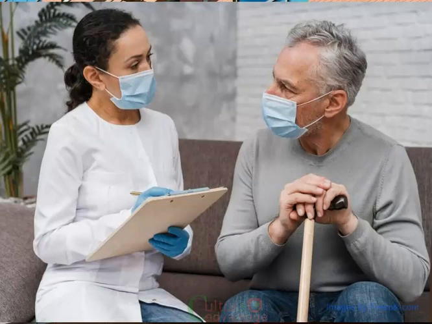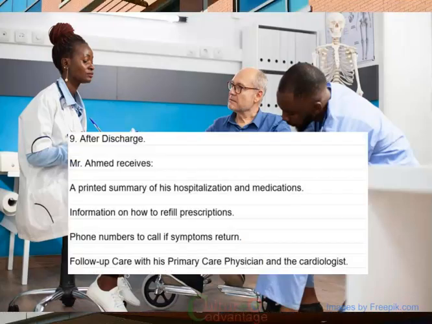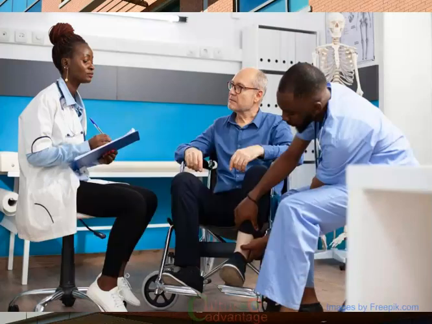9. After discharge, Mr. Ahmed receives a printed summary of his hospitalization and medications, information on how to refill prescriptions, phone numbers to call if symptoms return, and follow-up care with his primary care physician and the cardiologist.